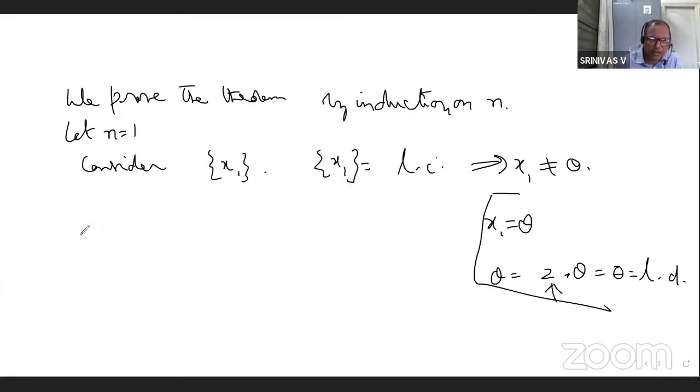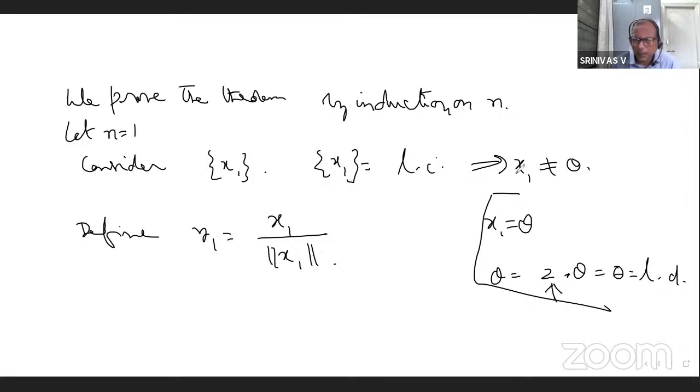Now we'll construct y1. Define y1 equal to x1 by norm x1. Once the linear independence of x1 gives you that x1 is non-zero, the norm of x1 will be a positive number. This implies norm x1 is non-zero. In fact, it is a positive number because x1 is a non-zero vector. Its norm cannot be 0. Norm is always greater than or equal to 0, but because this is a non-zero vector, the norm has to be positive. So it can be in the denominator. This is a scalar, 1 by norm x1, times this vector. So this is well defined.